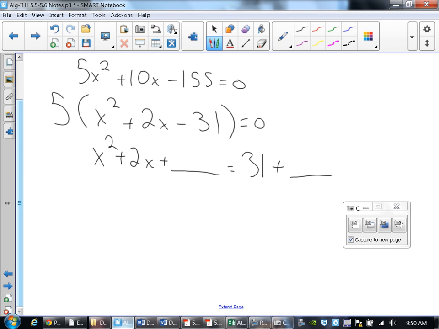All right. What's half of 2? 1. What's 1 squared? 1. Excellent. So we have x plus 1 quantity squared equals 32. Square root both sides. 32, what's the perfect square hiding in there? 4 root 2. Excellent. Becomes 4 root 2. Very good.